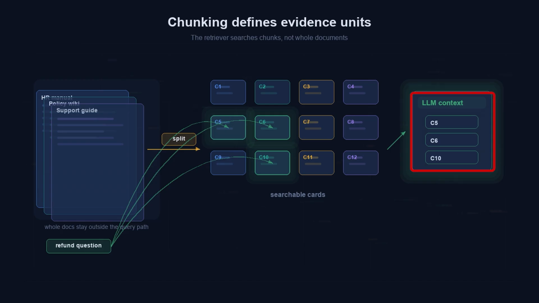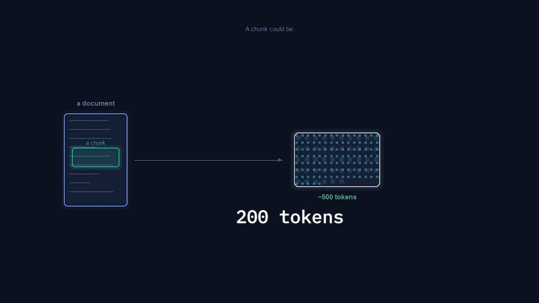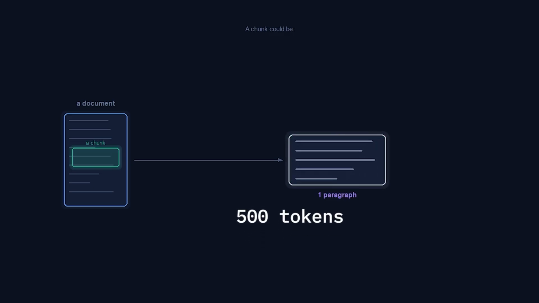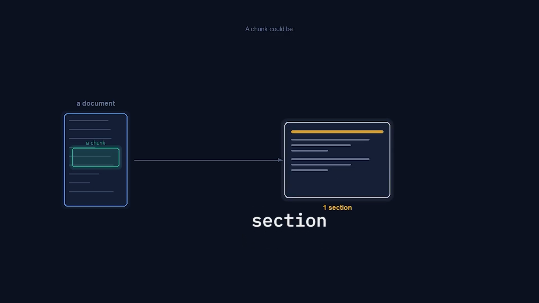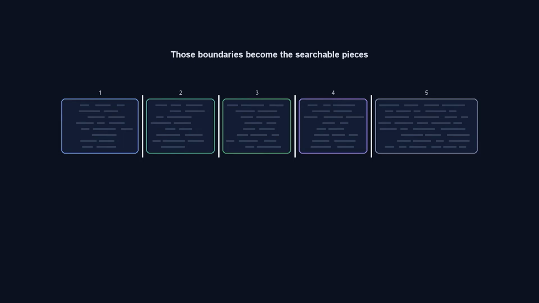But the retrieval system does not usually search full documents. It searches chunks. A chunk is just a smaller piece of the document. It could be 200 tokens or 500 tokens. It could be a paragraph or a section. Chunking is the process of deciding what those searchable pieces should be.